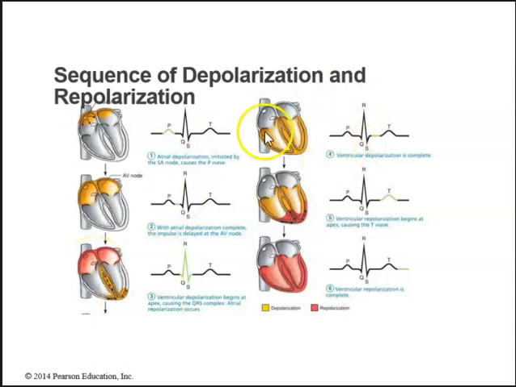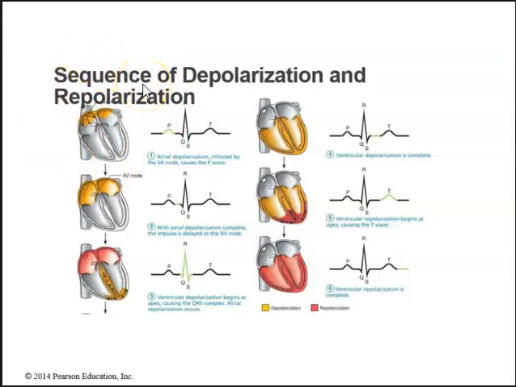So at the end of the QRS complex, we have completion of ventricular depolarization, which represents that ST segment, or that line between the S of the QRS complex right before the T wave. And then we will have the beginning of ventricular repolarization or relaxation, which begins at the apex, and this is represented by the T wave here. And then once we have completion of ventricular repolarization, we have that line after the T wave, and then another sequence begins again, starting off with atrial depolarization.